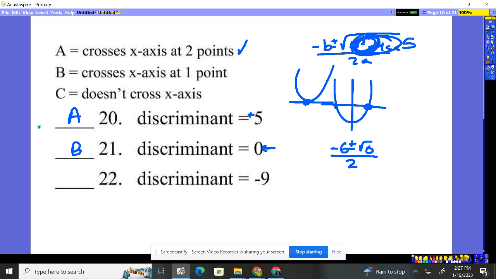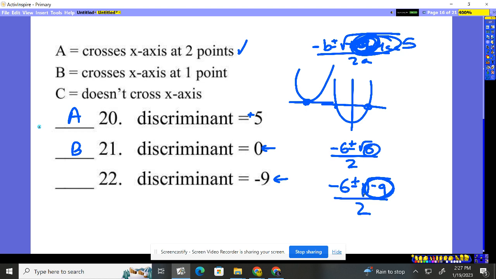Now, 22, the discriminant is a negative value. That means this b squared minus 4ac piece was a negative number, meaning you couldn't do it. Underneath the square root, you had a negative number. So you had, let's say, negative 6 plus or minus the square root, in this case, of negative 9, over 2. You can't go any further. You can't take the square root of a negative 9.